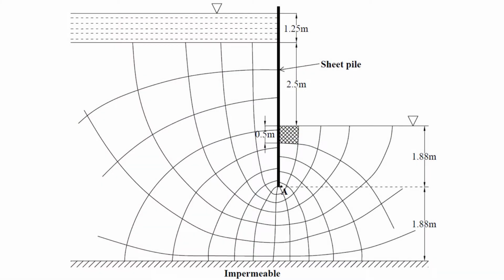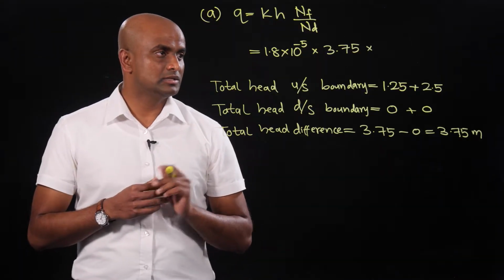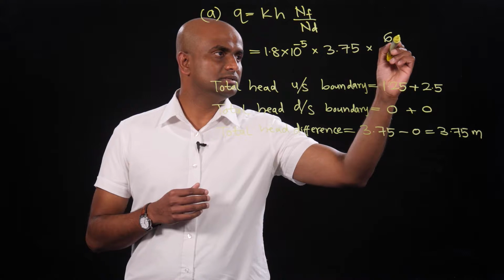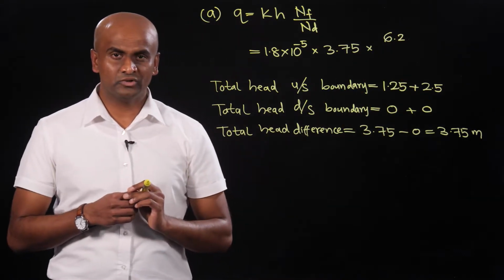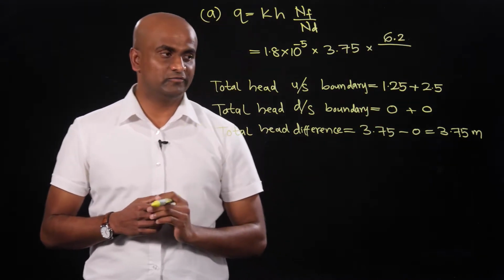If you look at the flow net diagram, you can see that there are several flow channels, and the best place to count the number of flow channels is underneath the sheet pile wall. Underneath the sheet pile wall there are 6 complete flow channels plus another bit. That bit you have to estimate as a fraction of a complete flow channel. So I would take it as 6.2: 6 complete flow channels plus a fraction of the next flow channel, which can be estimated as 0.2 of a complete flow channel.